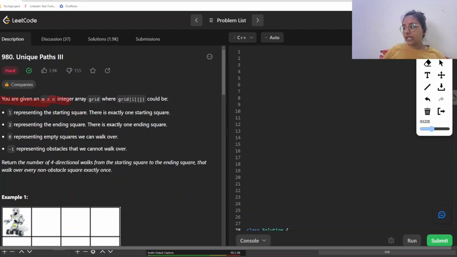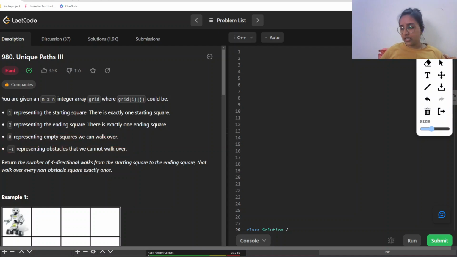You are given an m cross n integer array grid where grid[i][j] could be 1, which represents the starting square, 2, which represents the ending square, and both of them are only one. Means there is only one starting block and only one ending block. And then 0 representing an empty square where we can walk over, and -1 representing obstacles that we cannot walk over. So these are the four types of blocks which would be given to us.